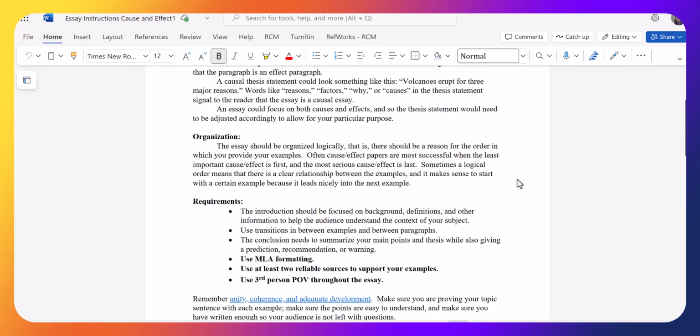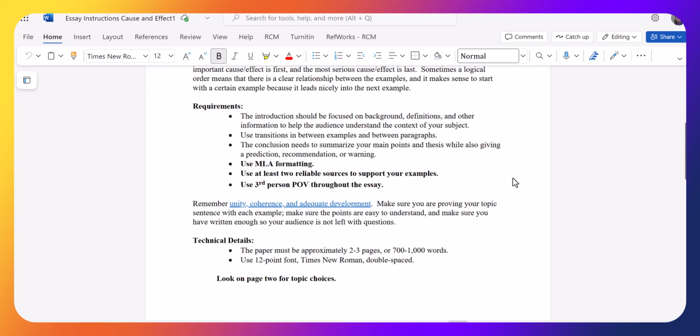Okay, so when you're organizing your cause-effect essay, organization is critical. Do you put all the causes at the beginning and then write all the effects at the end? Do you start with the effects and then go back to the causes? Well, you can do either one of those depending on which kind of topic you've chosen. Sometimes a logical order means that there's a clear relationship between the examples, and it makes sense to start with a certain example because it leads nicely into the next example.